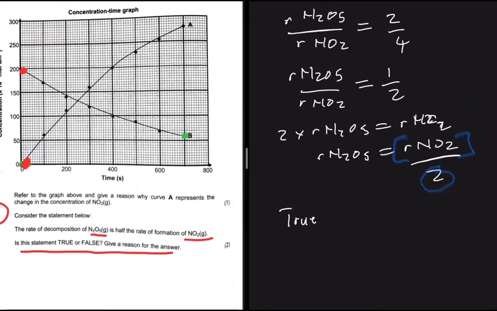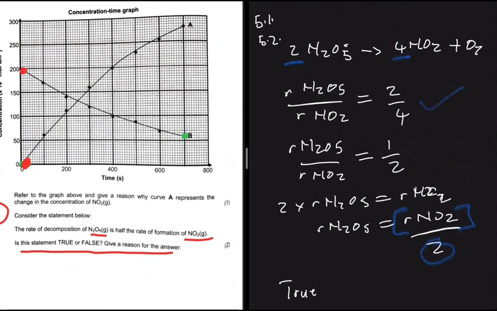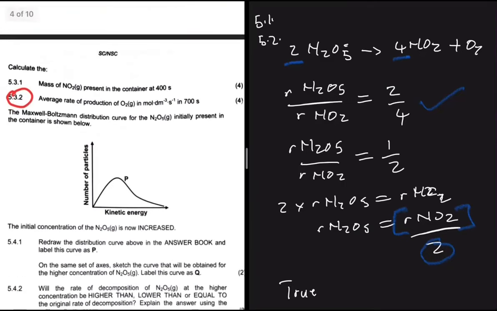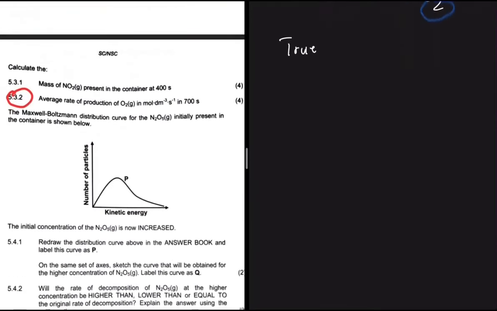Right, you can see from what I'm proposing here that to find the rate of the other, while you have the rate of one, you can use the ratio of the balancing coefficient. Anyway, let's do 5.3. We have another interesting one here.